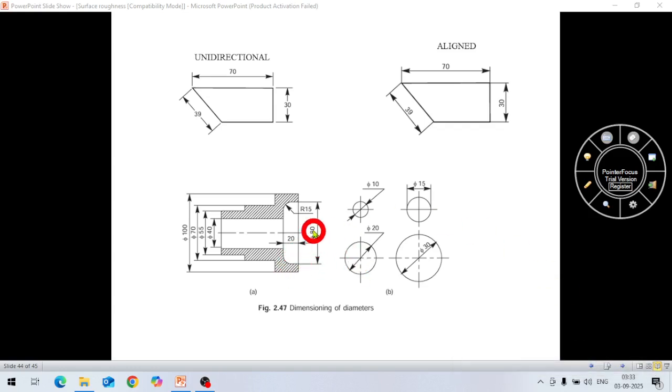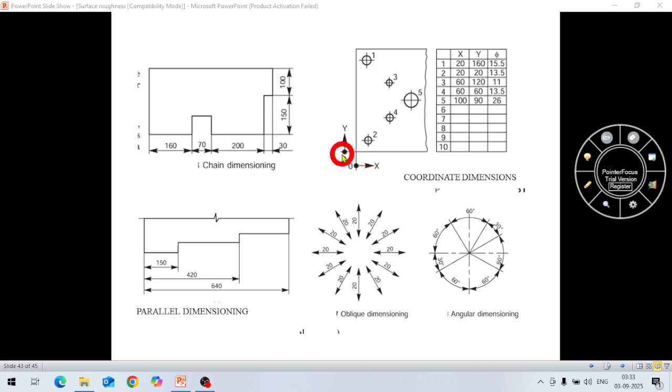And this radial dimension R15 like this. Radial dimension we give like this. So this is given here dia 80. So this way we can give dimensions of diameter and radius, circular dimension. Okay. Then we come to next. These are types of dimensions.